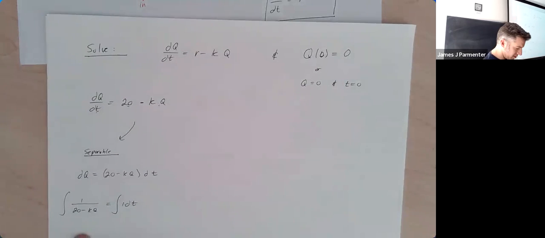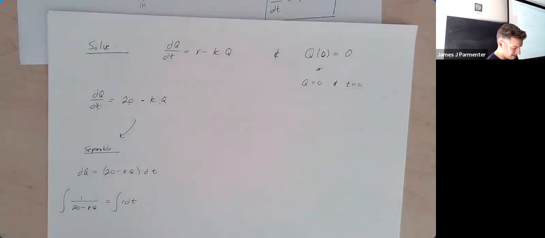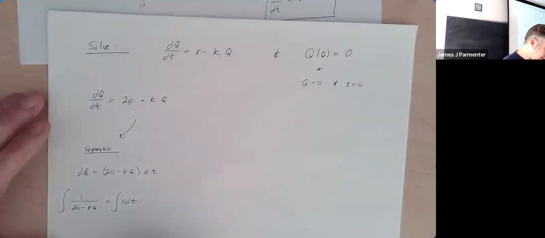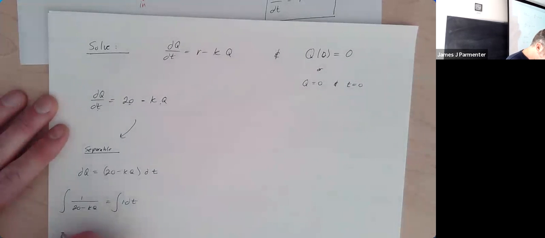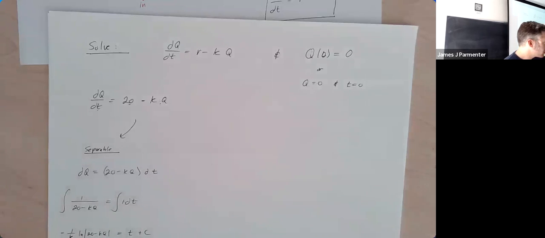Not that it's impossible to integrate 1 over 20 minus kq, it's just going to be the negative natural log of 20 minus kq divided by k, which is kind of annoying. Let's see how it looks. Okay, fine: negative 1 over k times the natural log of the absolute value of 20 minus kq. Not my favorite, but fine.